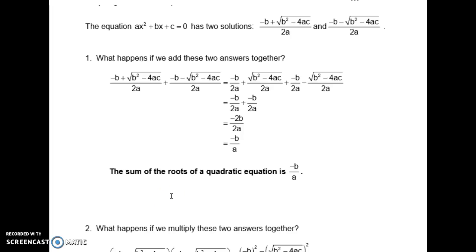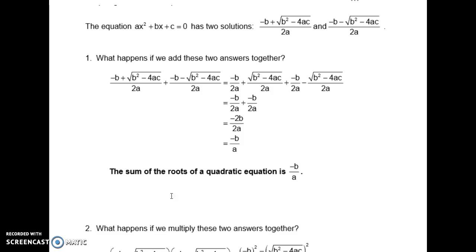In this video, we're going to explore the sum and product of roots of a quadratic equation. So really this ties back to the quadratic formula, and what the quadratic formula tells us. It tells us the two solutions or roots of any quadratic equation. The formula is negative b plus or minus the square root of b squared minus 4ac, all divided by 2a.